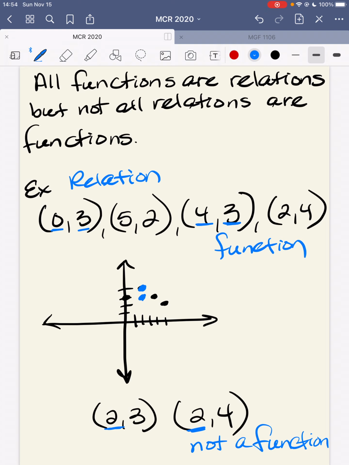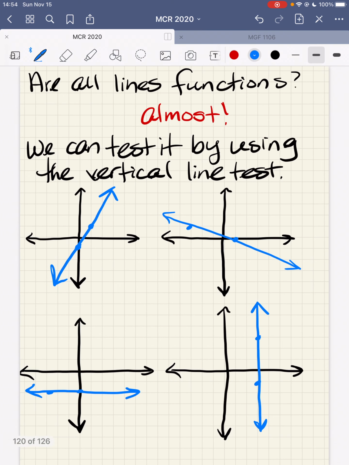Okay, so sometimes it's really helpful to go ahead and have these visually in front of you. So let's go ahead and look at something here. First of all, are all of our lines going to be functions? And the truth is, for lines, they almost all are. So we can test visually by using something we call the vertical line test. The vertical line test says if I draw a vertical line, that's an up and down line, I should only touch the graph at one point.